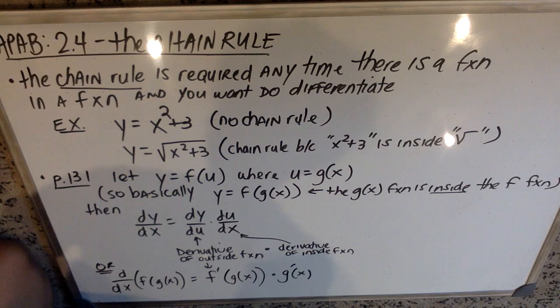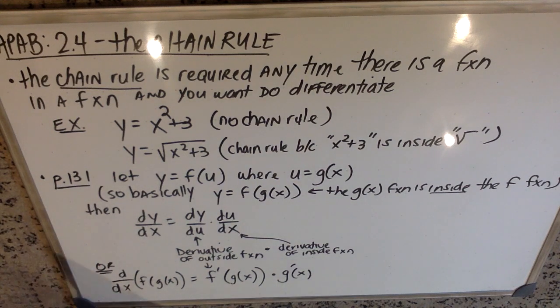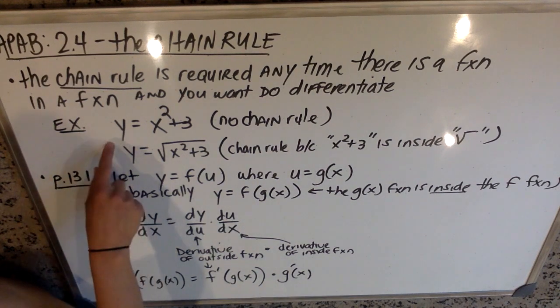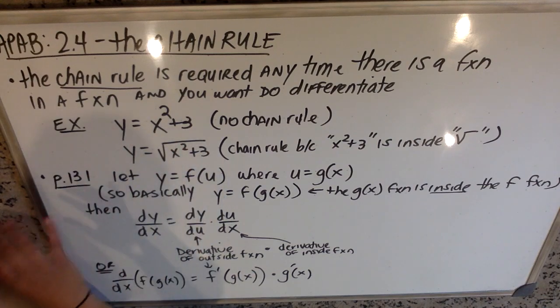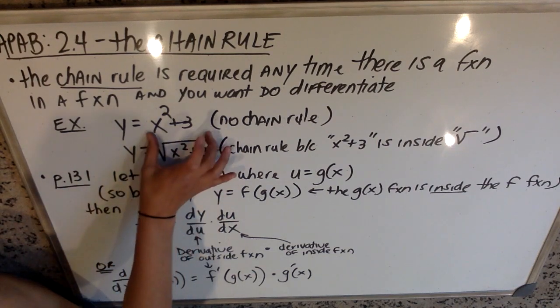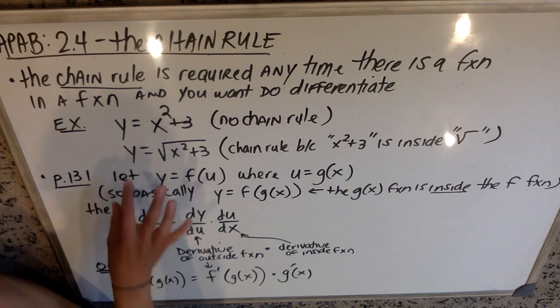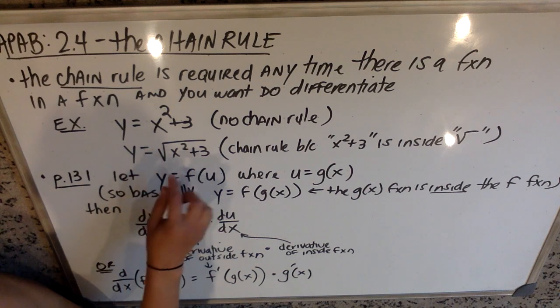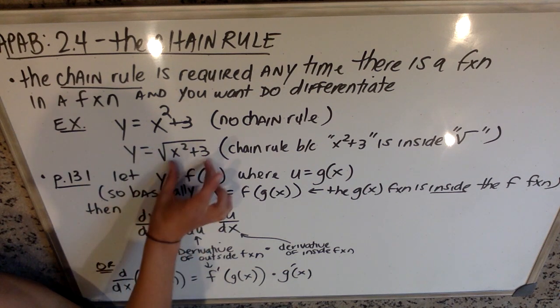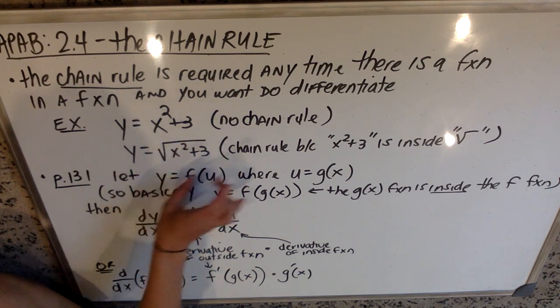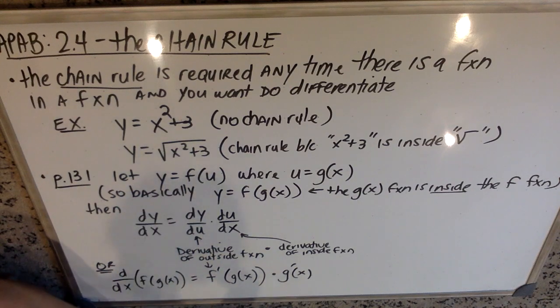If you want to differentiate a function in a function, you have to use the chain rule. So for example, if I gave you y equals x squared plus 3, there's only this one function, x squared plus 3. It's not inside another function. That would not be an example of a chain rule problem. You could just differentiate. But if I gave you y equals the square root of the quantity x squared plus 3, because the x squared plus 3 is a function inside another kind of function, inside a square root, it would be a chain rule problem. Most of the problems we're going to see moving forward are some kind of chain rule problem. Not all of them, but a lot of them.